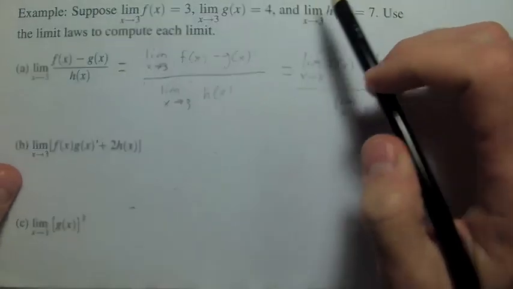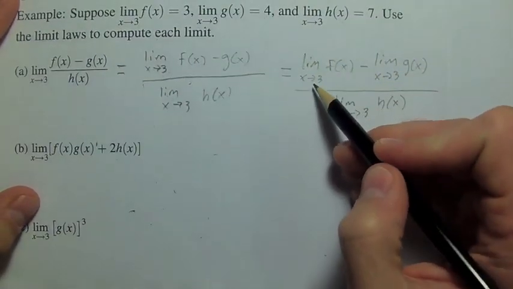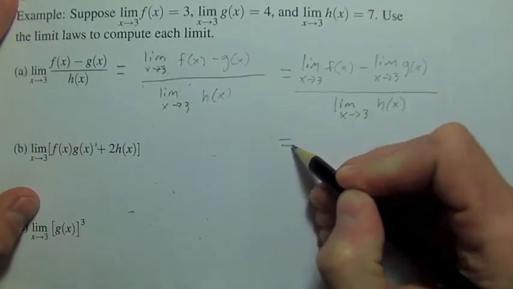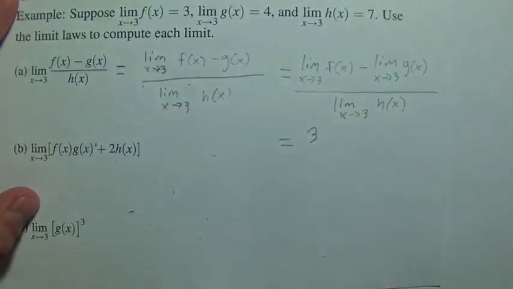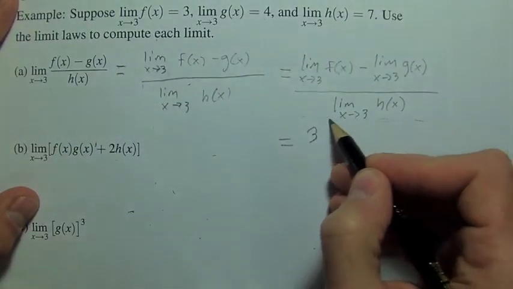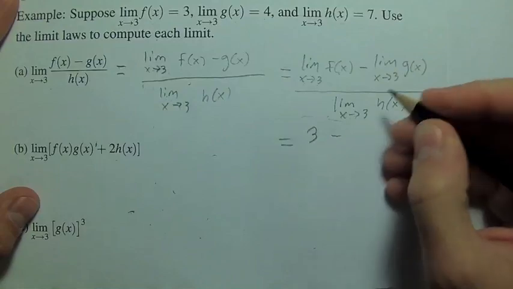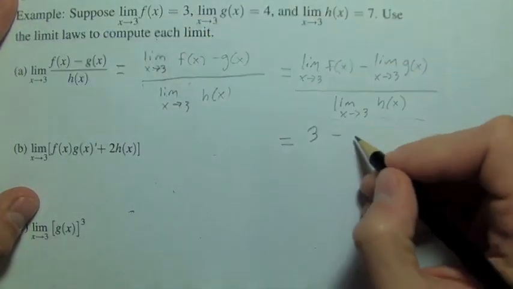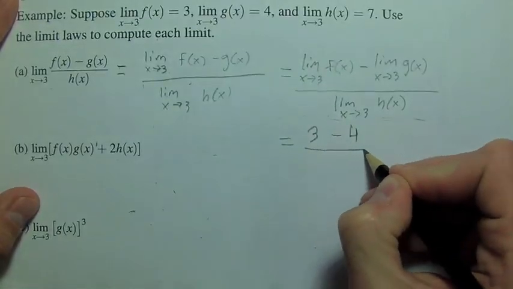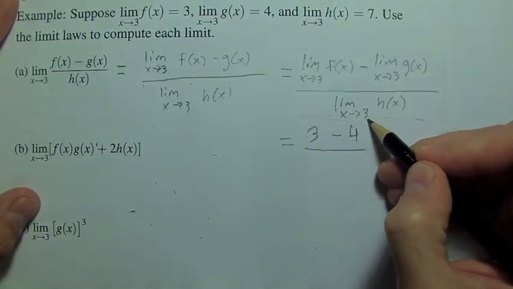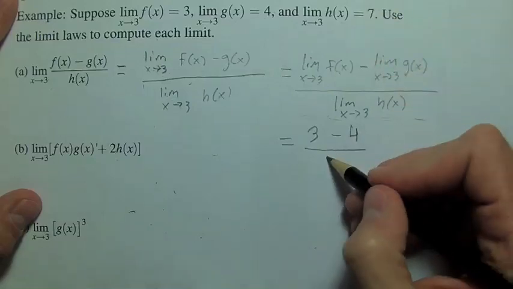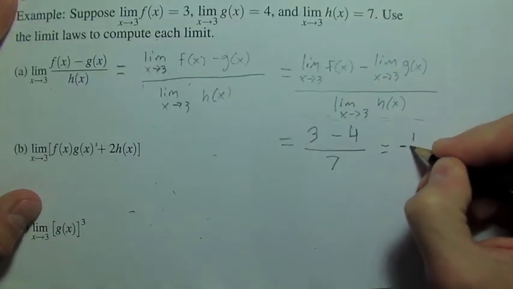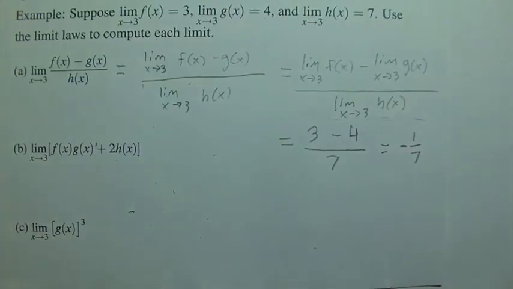And now we can start plugging things in, right? The limit as x goes to 3 of f of x, we know that is 3. And I know that the limit as x goes to 3 of g of x is 4. And I know that the limit as x goes to 3 of h of x is 7. So what we end up with is negative 1/7.